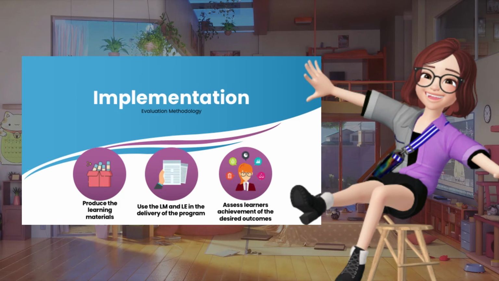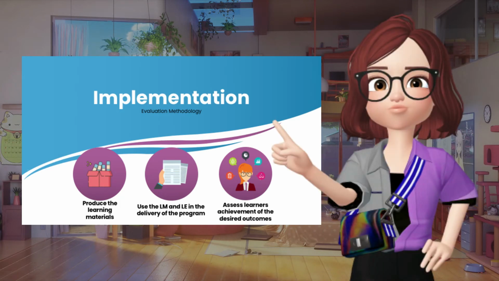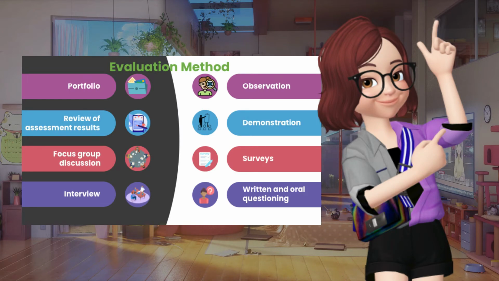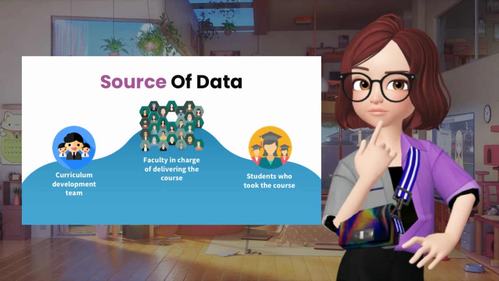Last is to assess learners' achievement of the desired outcomes, with the objective to check levels of achievements, check on achievement of the desired learning outcomes, and take note of identified strengths and weaknesses. Evaluation method of the implementation phase: observation, demonstration, surveys, written and oral questioning, portfolio, review of assessment results, focus group discussion, and interview. The source of data of the implementation phase: curriculum development team, faculty in charge of delivering the course, and the students who took the course.